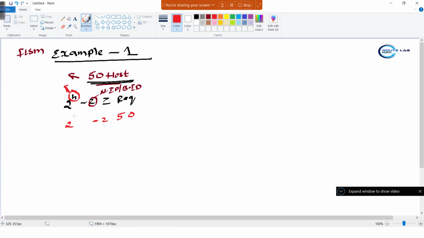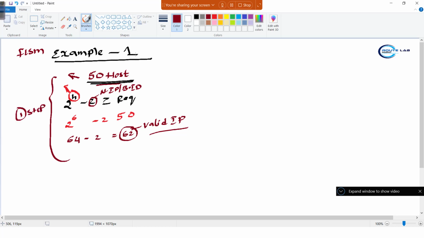So here 2 power 6. 2 power 6 is nothing but 64 minus 2, so 62 will be your valid IP addresses. Okay, so this is the first step of calculation. In the second step, we need to find out the subnet mask information.